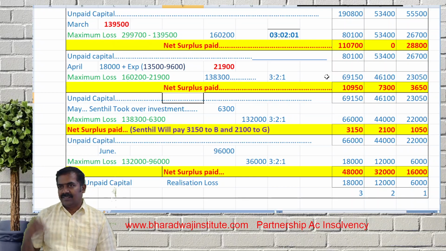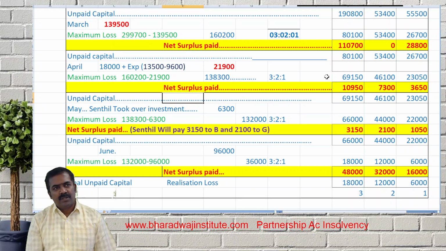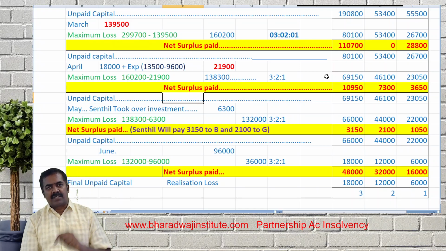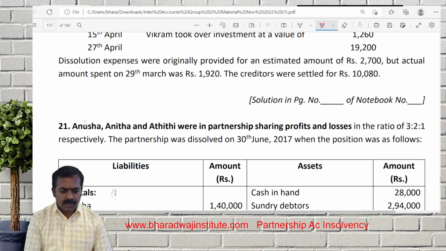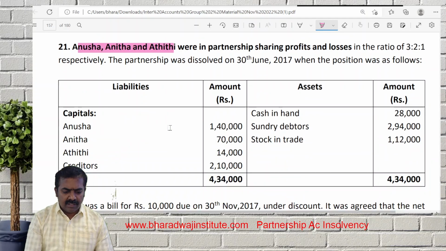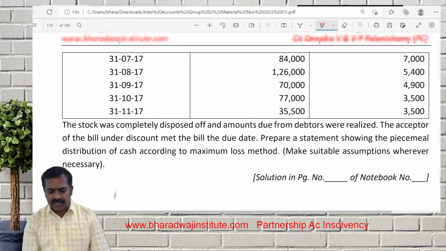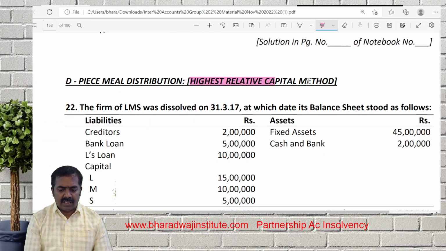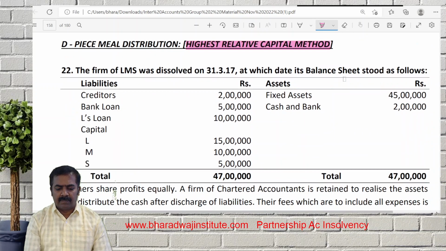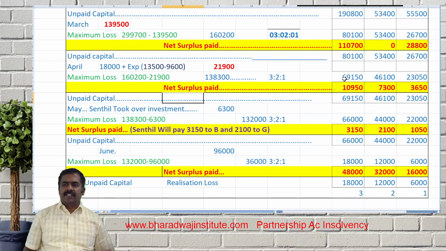Actually, the next method will be much simpler than this method. Order of distribution working, we can finish in 2 or 3 minutes. So I will do it in a separate session. I will solve one more problem in this category, this question, Anusha, Anantika, Aditi, the AAA problem, in the next class. That is under the maximum loss method. Then I will go for the highest relative capital method, which is nothing but the proportionate capital method, in a separate class. I stop with this for today.